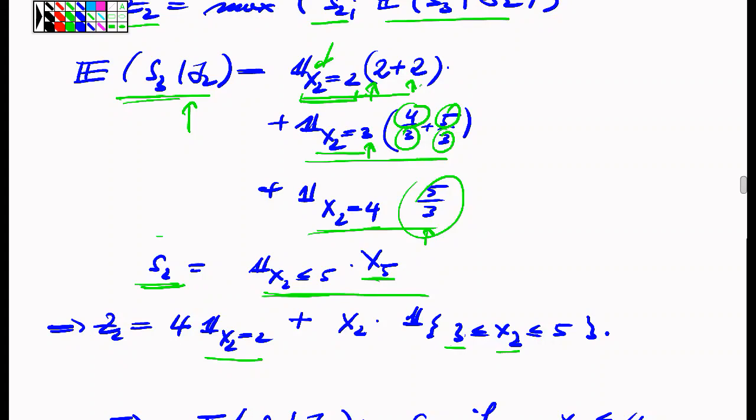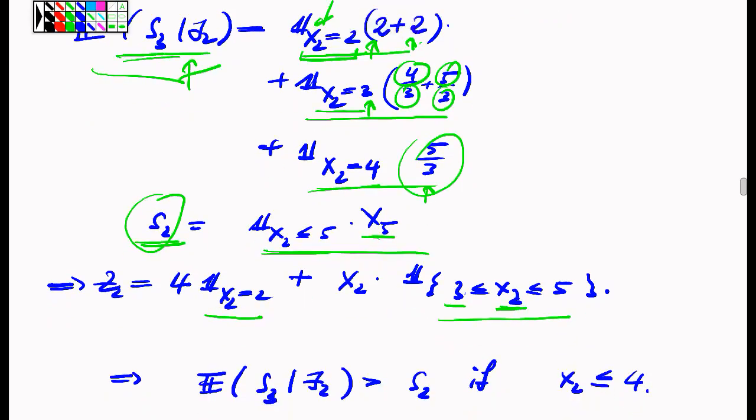So S2, this term here, is bigger than this term, just by comparison of the two functions, if the aggregate result of the first two rounds is between 3 and 5. One should say that if the aggregate result is 3, so if x2 is 3, then it does not make a difference whether you play on or you decide to stop.